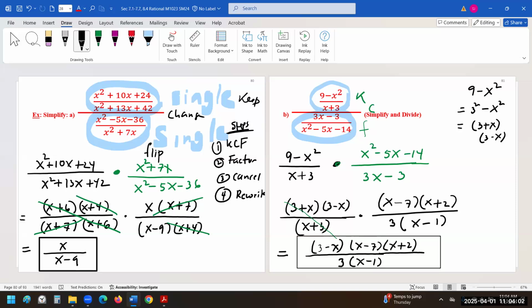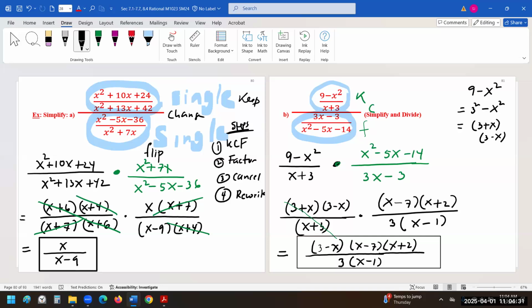So sometimes we can cancel more, sometimes we can cancel only a single term. Interesting. Any question? It always has to be the first term minus and plus the second term. Our first term is 3 squared, so it's 3 plus x, 3 minus x.